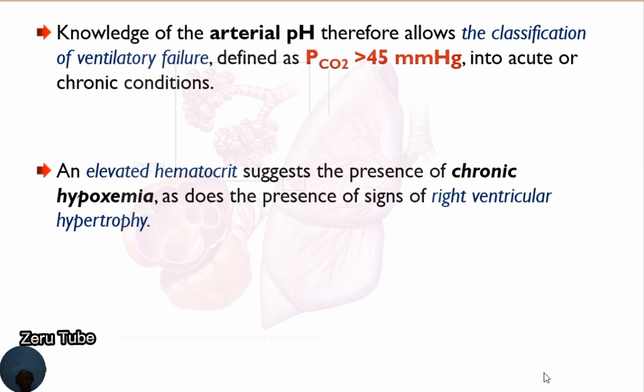As a result, what does our body start to do? Our body increases the production of RBC because of insufficient oxygen. So we can get elevated hematocrit. This suggests that there is chronic hypoxia. To compensate for this, the body produces much RBC, which can cause right ventricular hypertrophy. We can see these things.